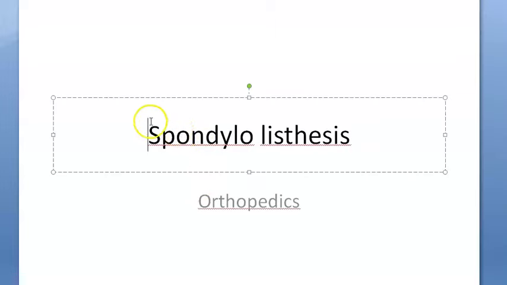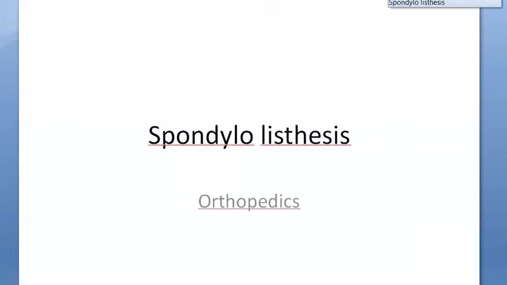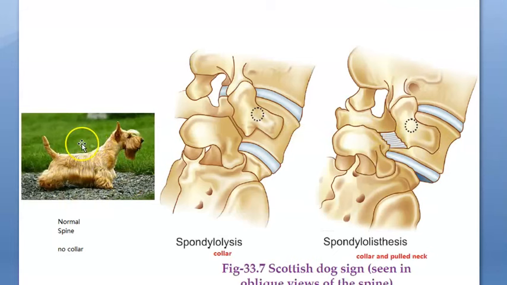Hello people, in this video let us look at this topic, spondylolisthesis. So look at this image here. The normal spine, in the oblique view of the vertebral column, will have this Scottish dog, but without a collar. In spondylolisthesis, where there is lysis, the dog will seem to have a collar. So the first image is normal, and this one is spondylolisthesis, where there is lysis, so you can see a collar on the dog.